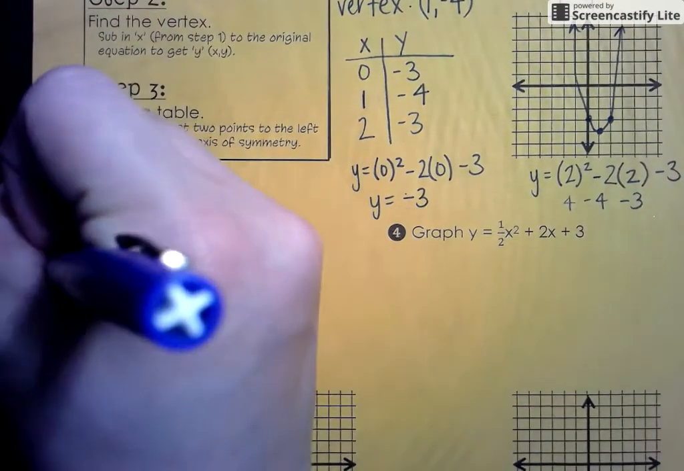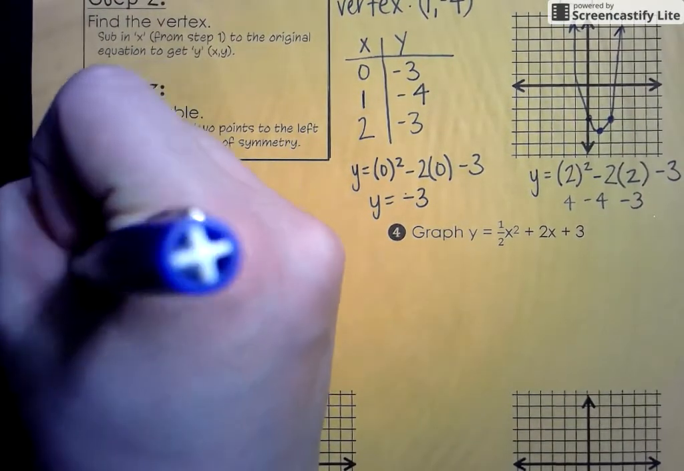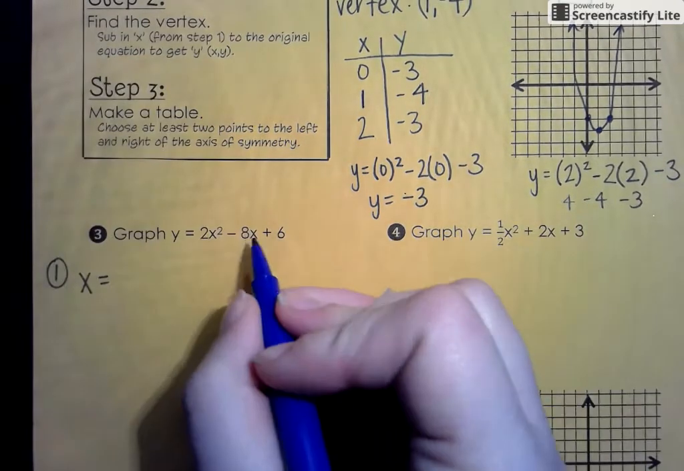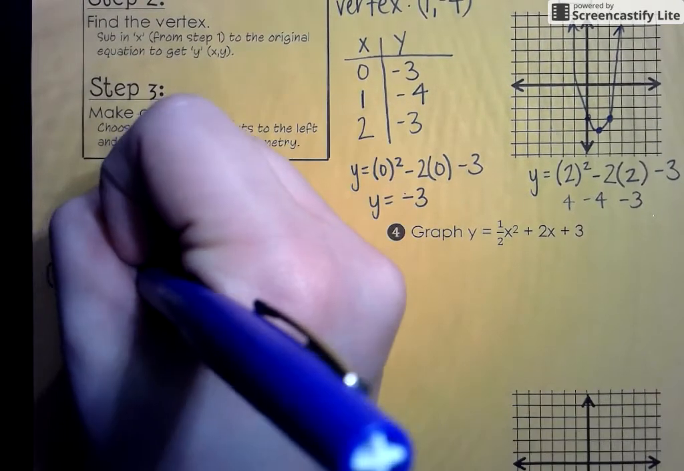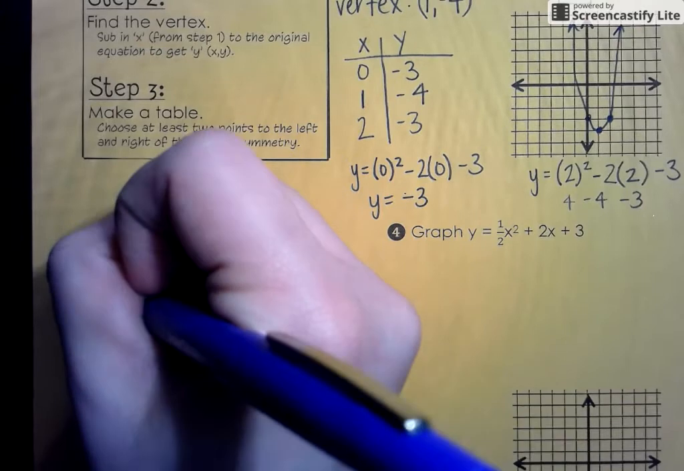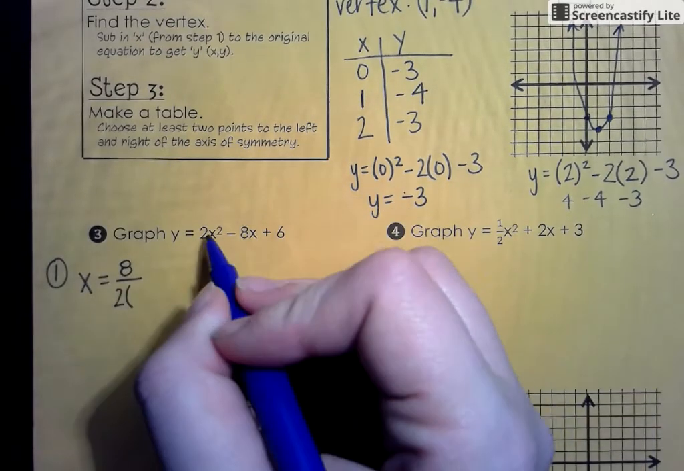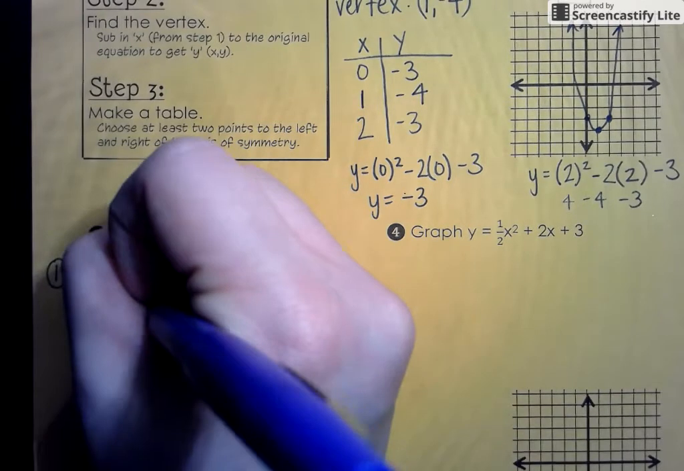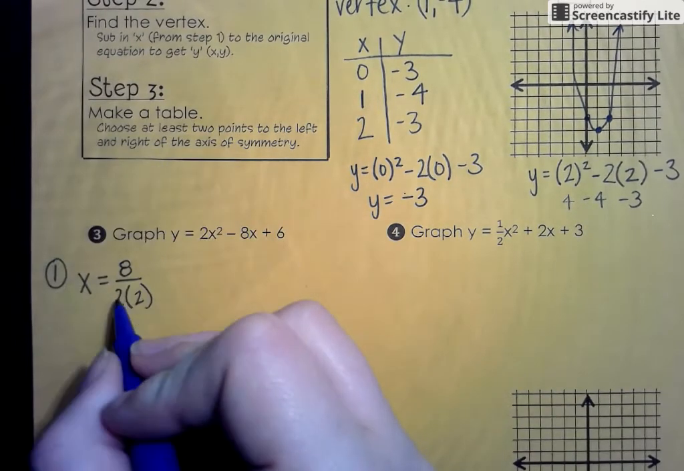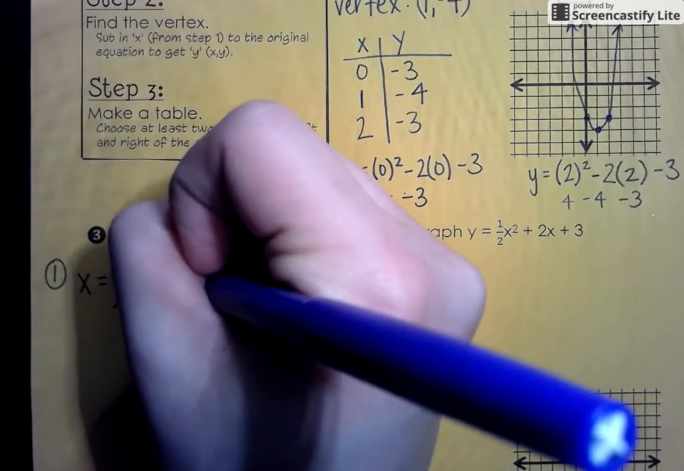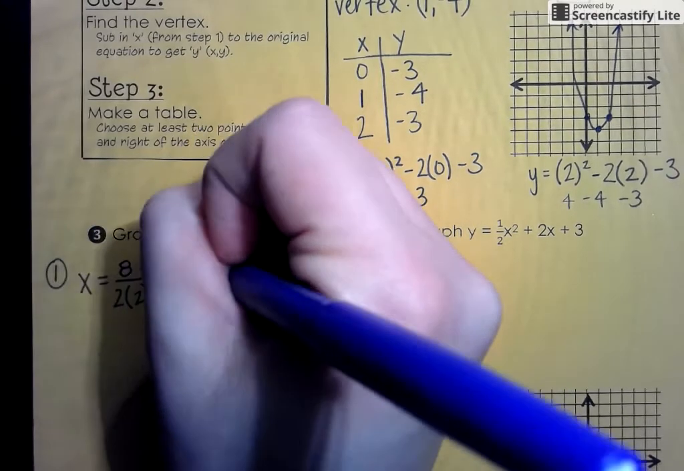I'm going to do the same thing for the next one. So I have my first step, x equals my opposite of my b value, which is 8, over 2 times my a value, which is 2. So 8 divided by 4, so x is going to give me 2.